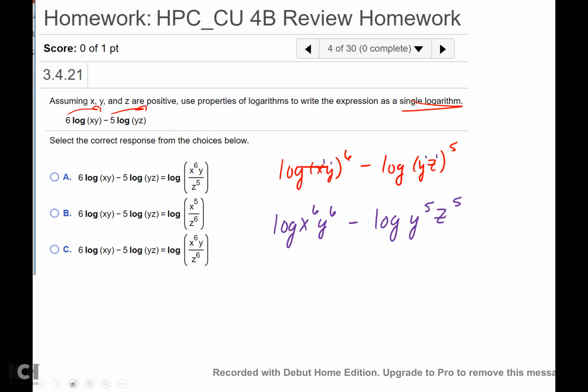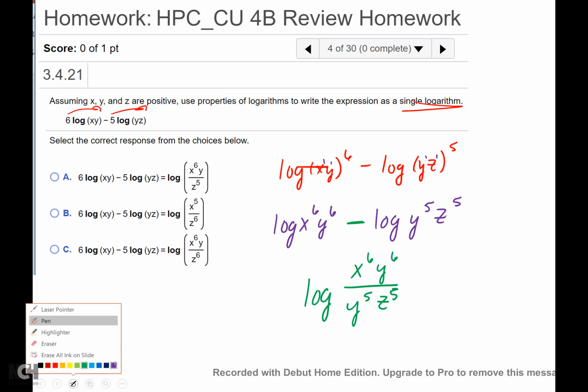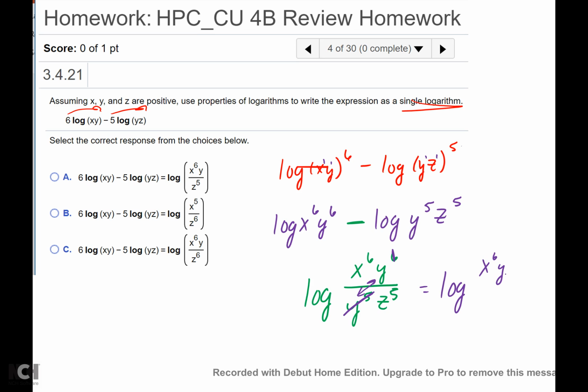Alright, and then we can, hold on, let me switch colors. We can rewrite subtraction using division. So I'm going to have log of x to the 6th, y to the 6th, divided by y to the 5th, z to the 5th. And then the only thing I can do, I mean, technically I'm done, except you have y's on top and bottom. So those would simplify. 5 of these are going to cancel out 5 of those. 6 take away 5 leaves 1. So that leaves me with log of x to the 6th y over z to the 5th, which would be A.